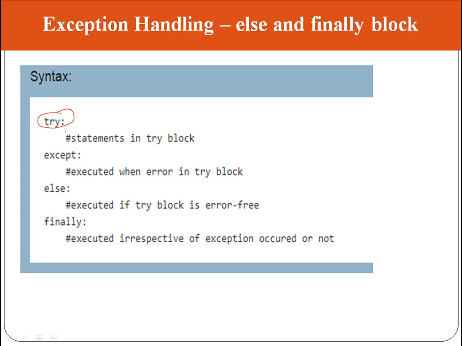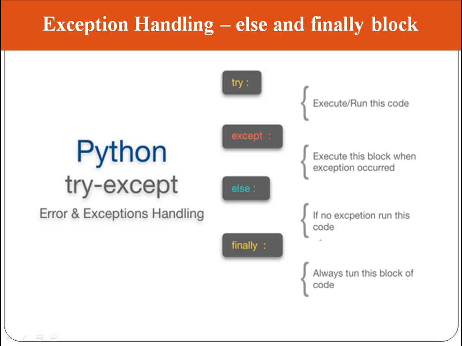First you have the try, then you have the except, then you have the else, then you have the finally. Statements in the try block; the except block will be executed when errors occur in the try block; the else block is executed if the try block is error free; and the finally block is executed irrespective of whether the exception occurred or not. So you have try block, except block, else, finally.